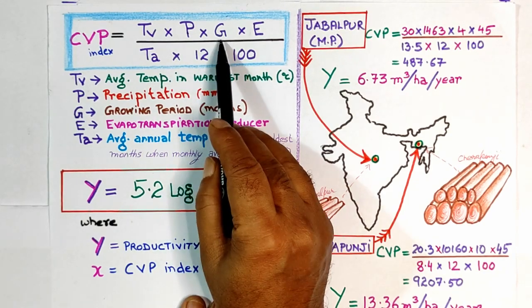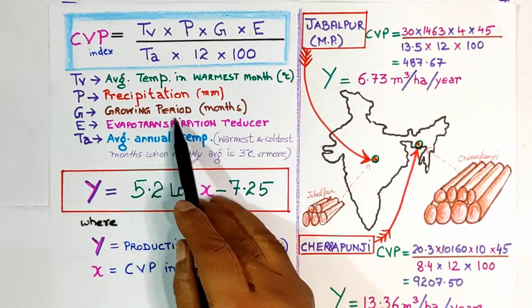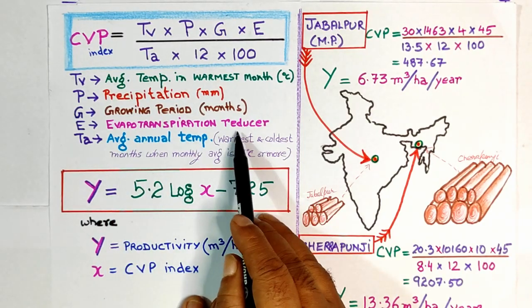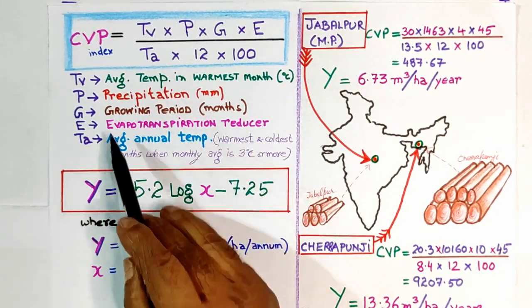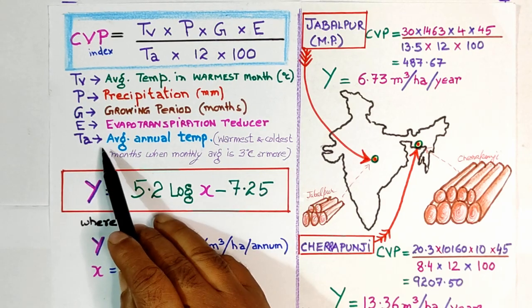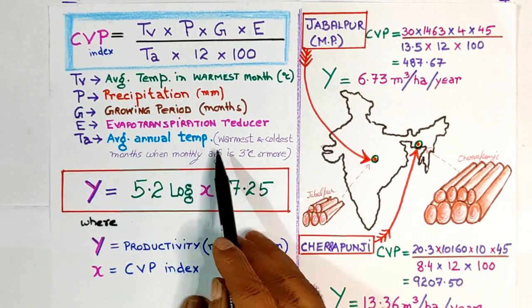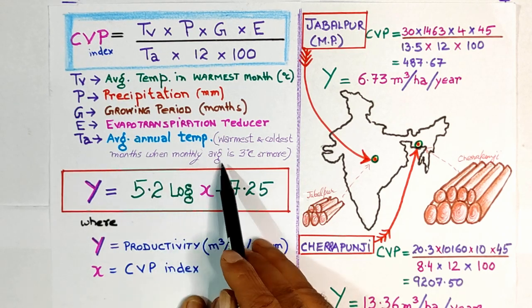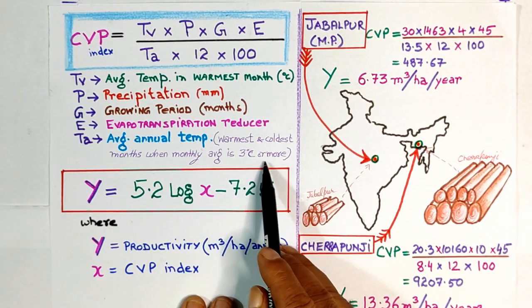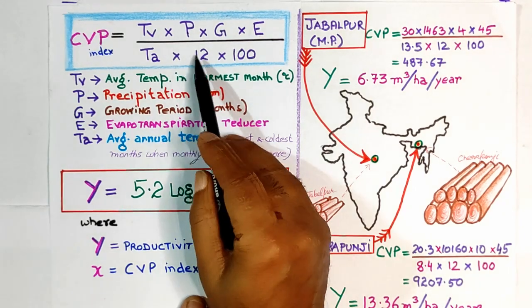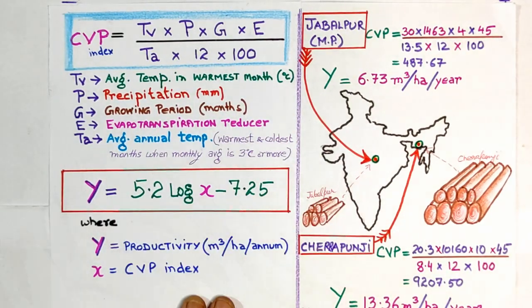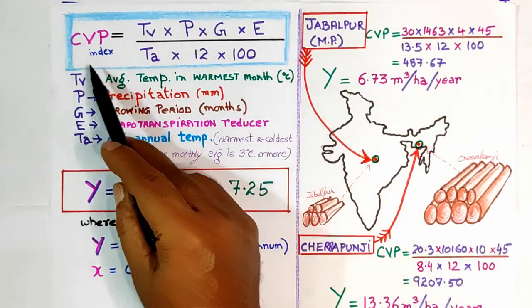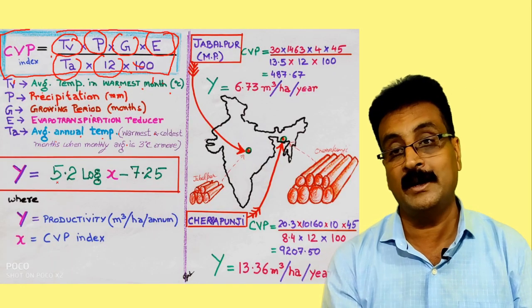What is G? G is the growing period in months. What is E? E is the evapotranspiration reducer. What is TA? Divided by TA: TA is the average annual temperature, of months when the monthly average is 3 degrees or more, into 12 into 100. So this is how you calculate the CVP index. After that you calculate the potential productivity.